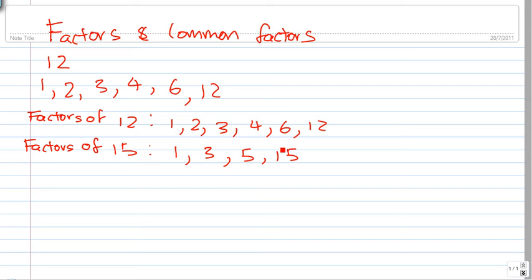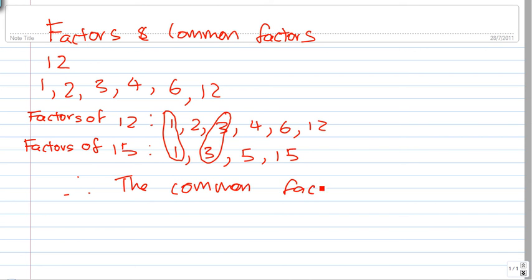So in this case, the common factors are 1 and 3. Are there any other common factors? Nope, there aren't any more common factors. So therefore, the common factors of 12 and 15 are 1 and 3, right?